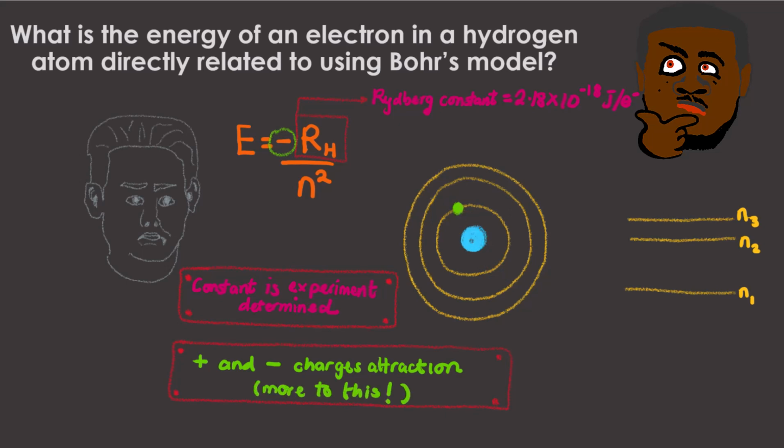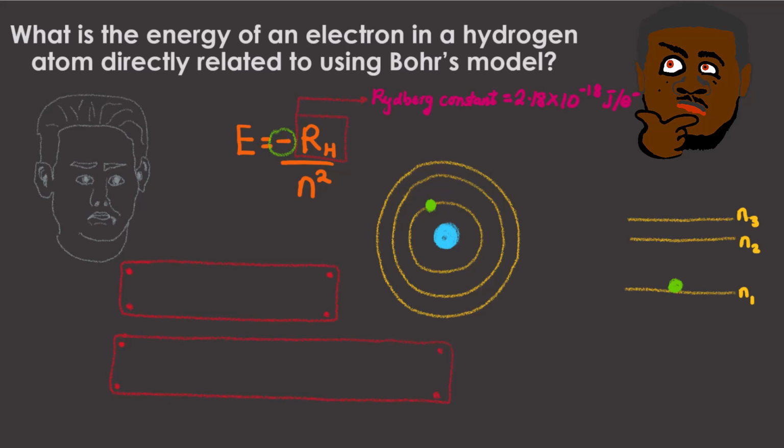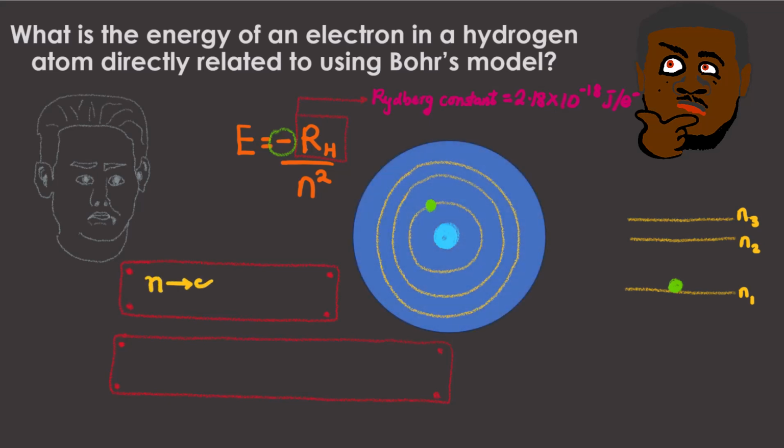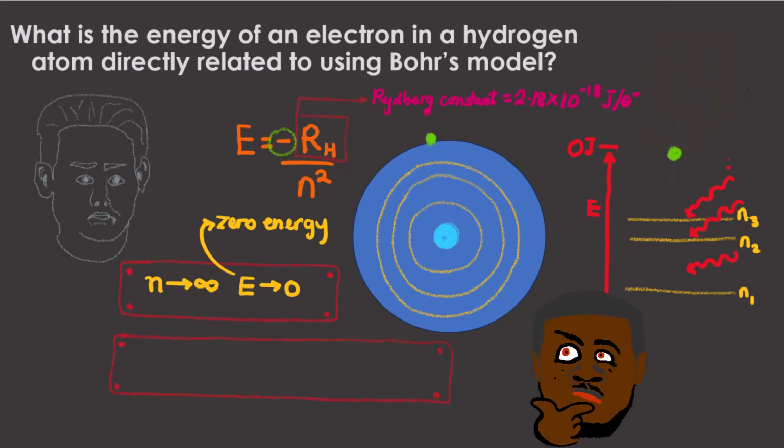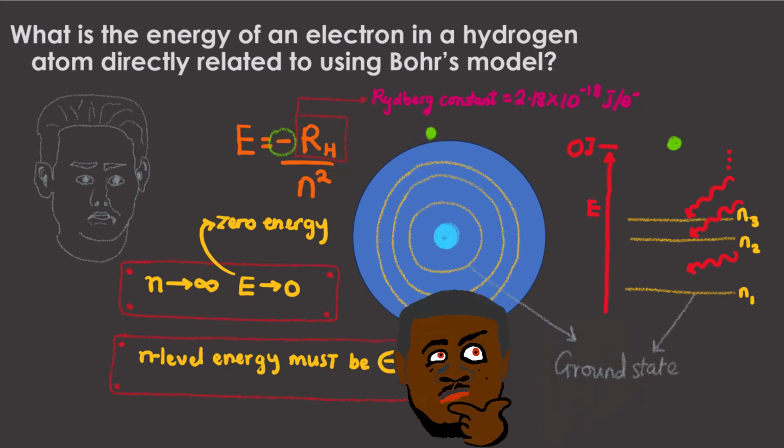Now, there is more to this. This means in the hydrogen atom, as n approaches infinity, energy approaches zero. Therefore, the zero energy results from a complete separation of the electron from the proton of the hydrogen atom, which is also known as the ionization energy. Therefore, n level energies must be negative values. Next, the ground state is the lowest orbit, the original n level of the electron.